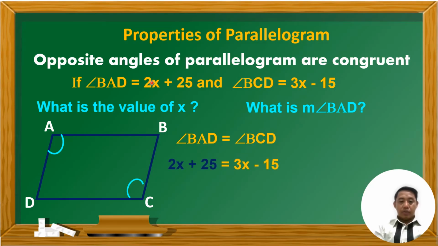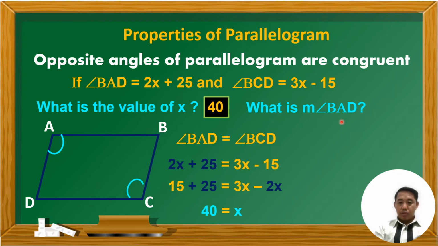So, BAD is 2x plus 25, and BCD is 3x minus 15. So, lipat na, bring down 3x, lipat natin ng 2x, bring down 25, lipat yung minus 15, magiging positive. And this one is 40, 3x minus 2x is x. So, x natin will be equal to 40.